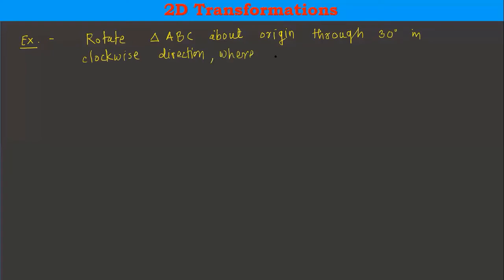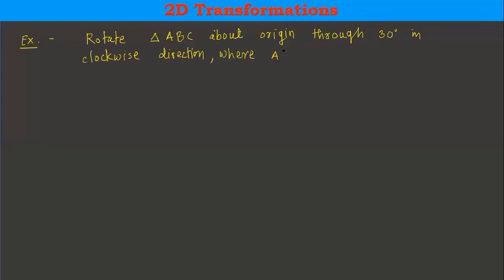Where the coordinates of the point A, I'll consider here, A is suppose 1 1, B 3 2, and C suppose 3 0. Something like that. We have a triangle ABC. So the object is triangle ABC, whose coordinates are given here. The vertices of the triangle ABC: A is 1 1, B is 3 2, and C is 3 0.